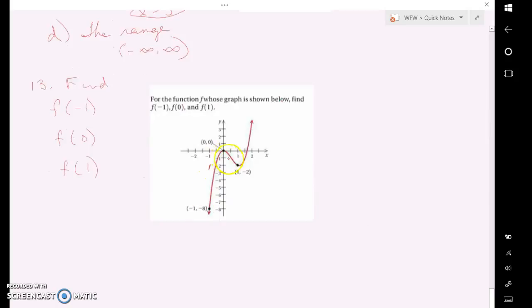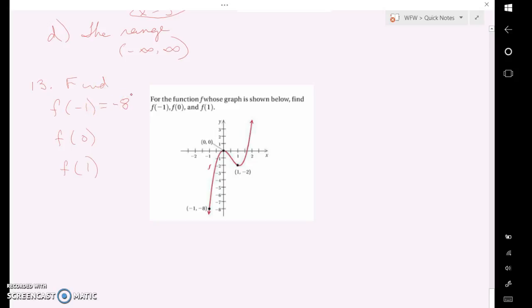Here's a graph of another function, and they want you to find f of negative 1, f of 0, and f of 1. The way this works is they want you to find what f of x is when x is negative 1. So let's look at x is negative 1. It's here. The red is the f of x, and so if you come down here at x equals negative 1, f of x, or y, is equal to negative 8.